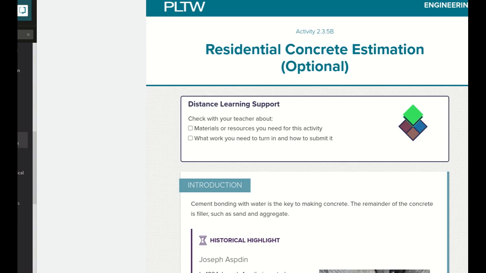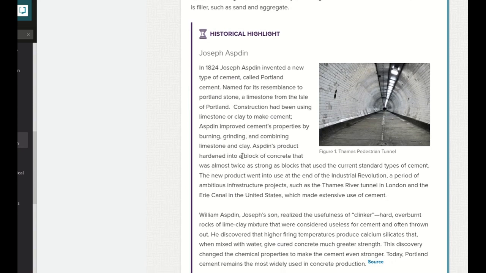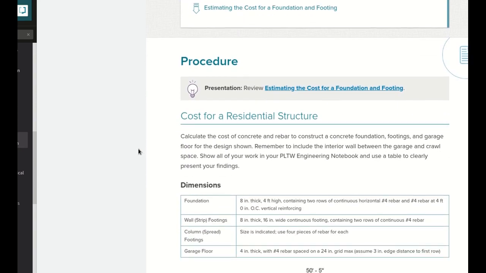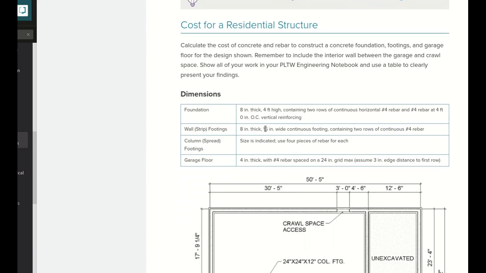Hello, this is Mr. Huff, and I just wanted to talk about residential concrete estimation. There's a lot that goes into this. We're just going to focus on one part of that, just the volume of concrete. But you also need to recognize that there is also rebar in a foundation.